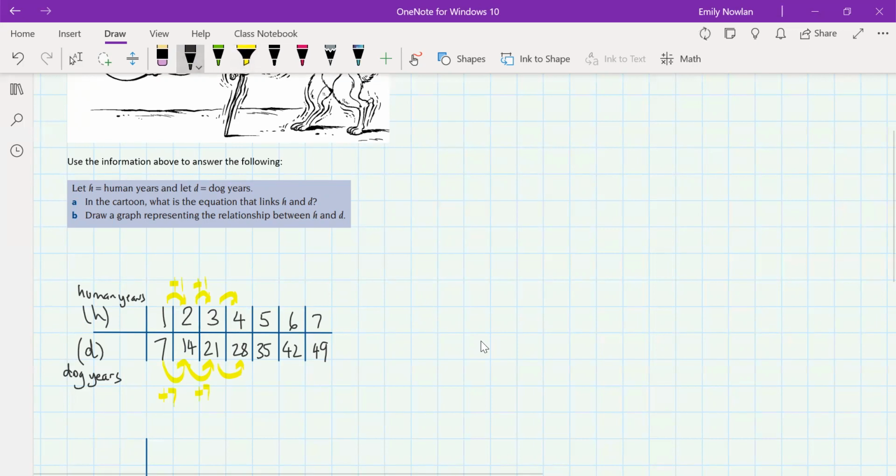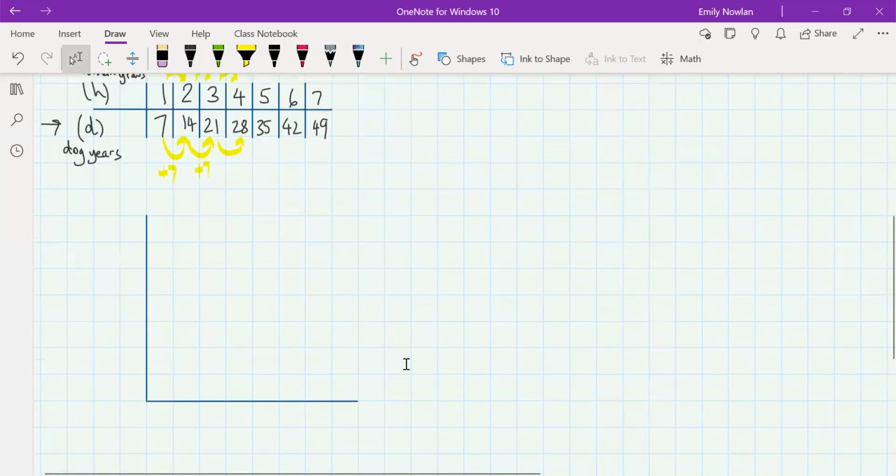So to do our equation, we start with the second line of the table of values. So we're going to say the number of dog years is equal to the number of human years times 7, because it's going up 7 every time. So D equals H times 7, or you might want to write that as D equals 7H. You might want to write it in a more concise way. Okay, so let's draw a graph representing that.